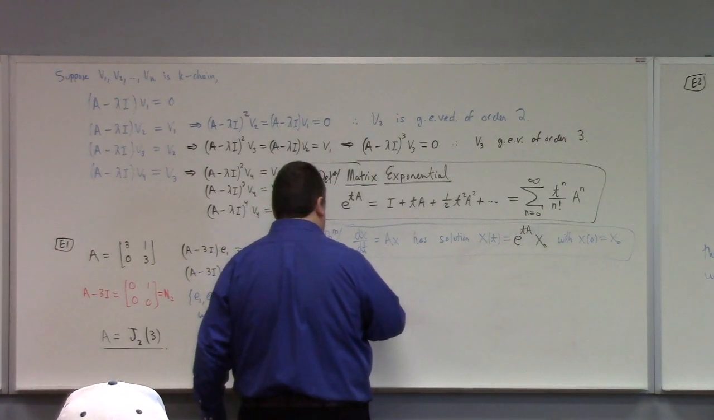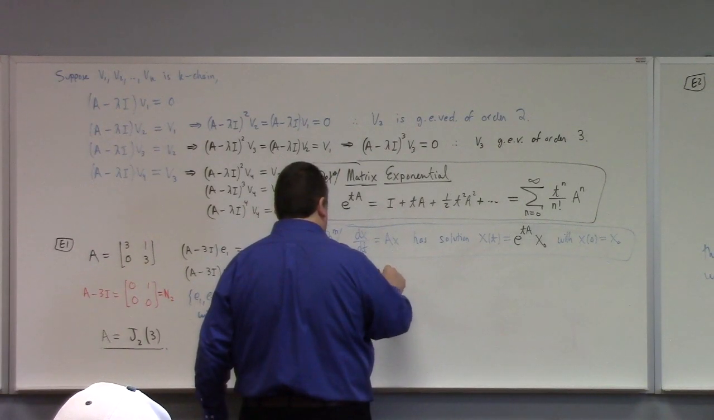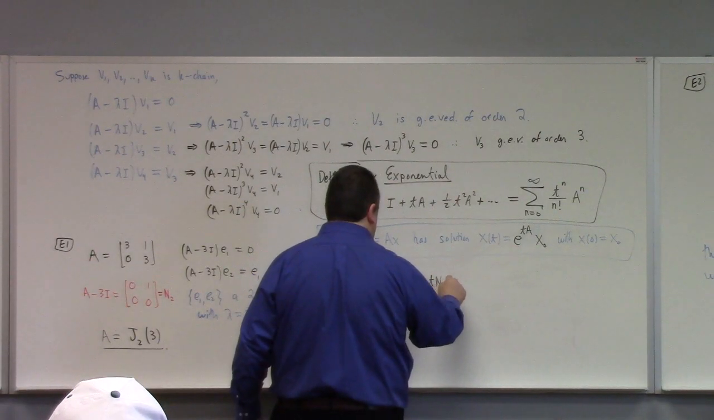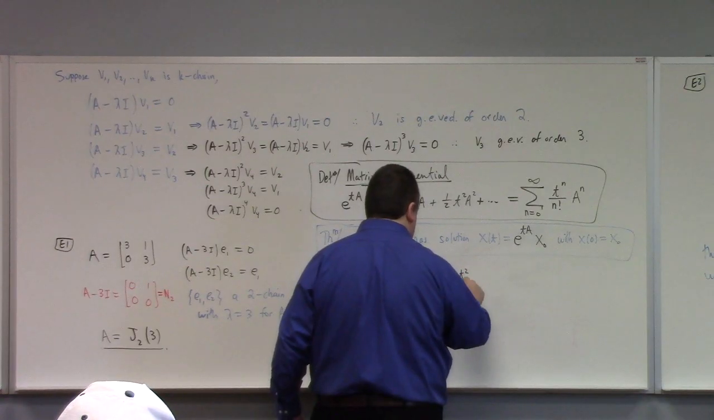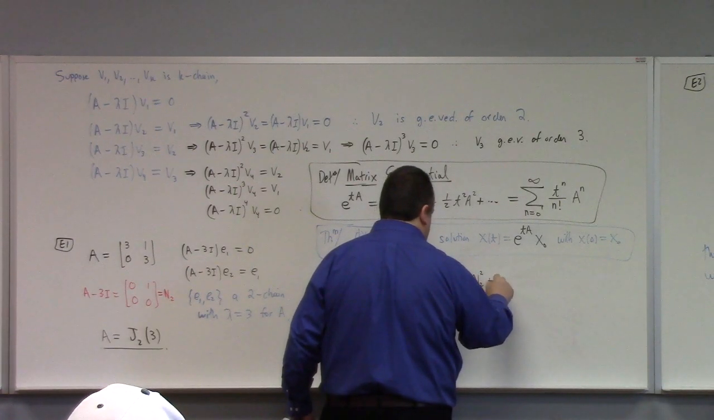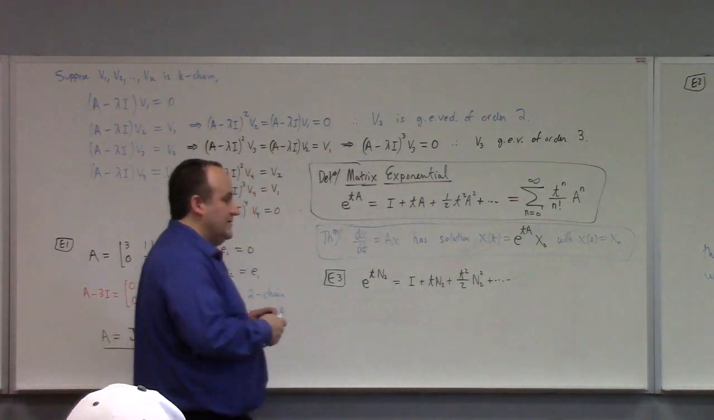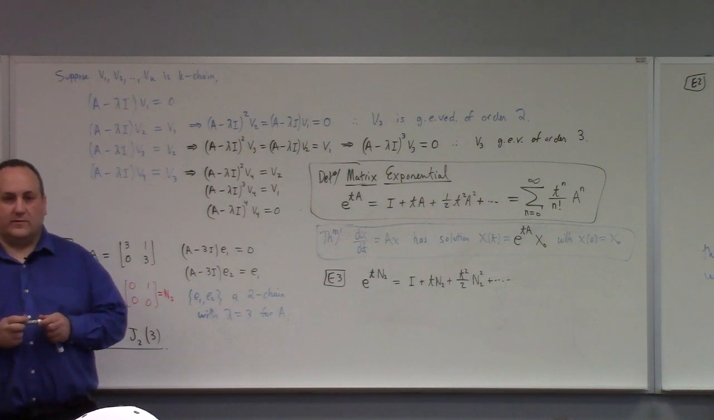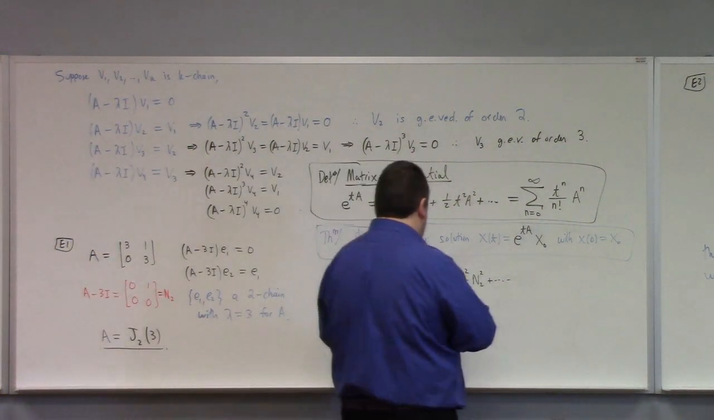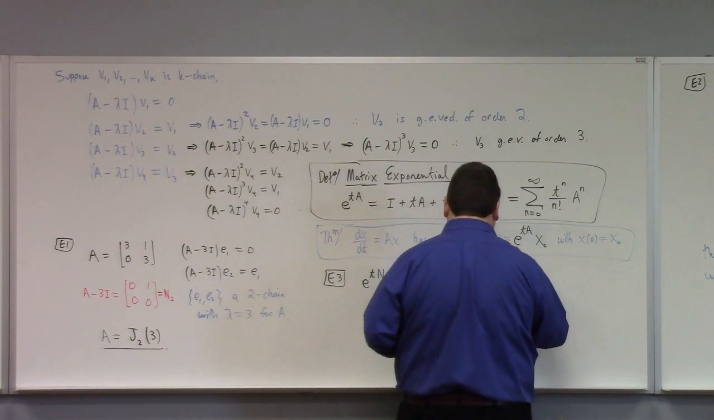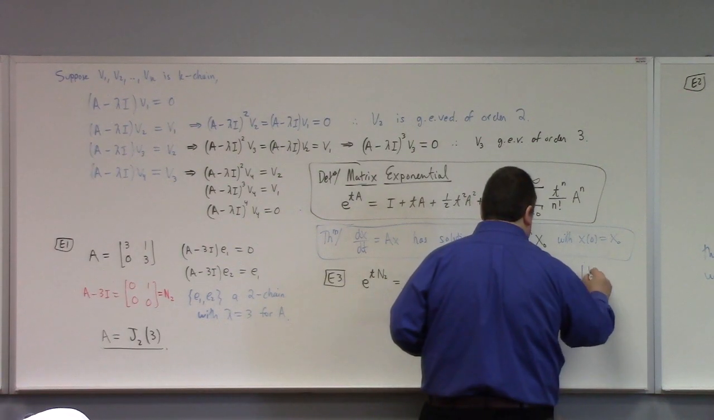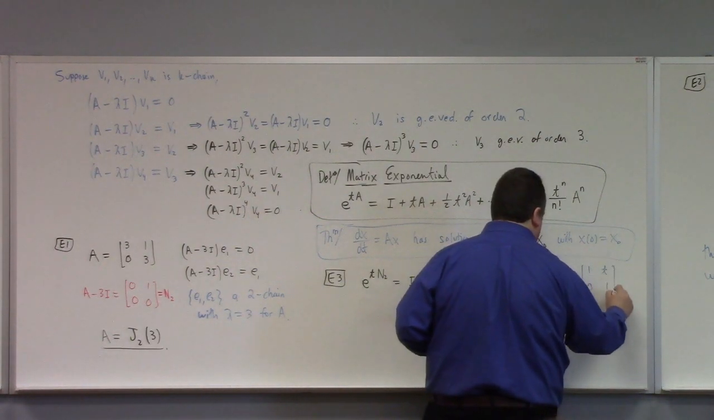What if we look at e to the t times, I don't know, let's do n sub 2. So we've got I plus t n sub 2 plus t squared over 2, n sub 2 squared, plus dot dot dot. But what did we just learn about n sub 2? It squares to 0. Yes. So whoop, whoop. This is just I plus t n sub 2, which if I write it out is 1, 0, t, 1.